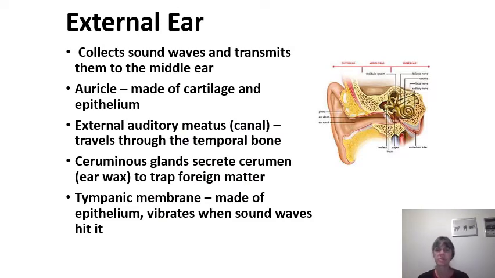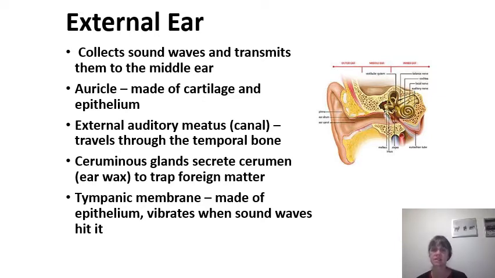Here again is a picture of the external ear, which functions to collect and transmit sound waves to the tympanic membrane, and the middle ear where the auditory ossicles are. The auricle itself, or pinna, is mostly made up of cartilage and epithelial tissue. The external auditory meatus, or external acoustic meatus, is the canal through which sound will travel, and you've already seen that opening in the temporal bone.